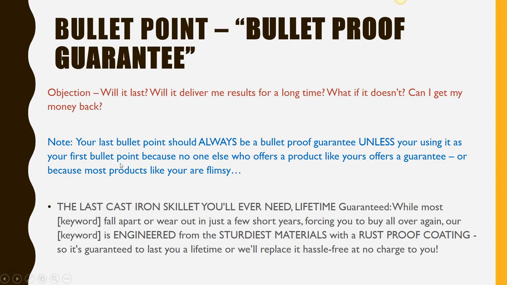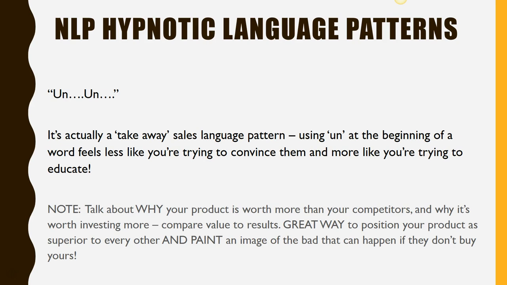So, give me a second here. Let's see here. So, you're positioning your product as every other, same as we're always doing, and painting an image of the bad that will happen if they don't buy yours. They're going to have to buy a bunch of other ones. But we don't want to come straight out and say, oh, well, if you don't buy our product, you're going to have to buy 50 of the competitors before they break, because people are going to think you're just being snotty. This comes across in a way of, as though you're educating them.